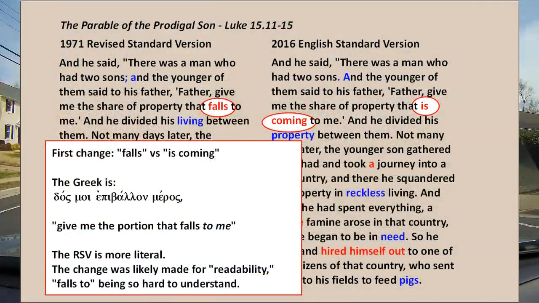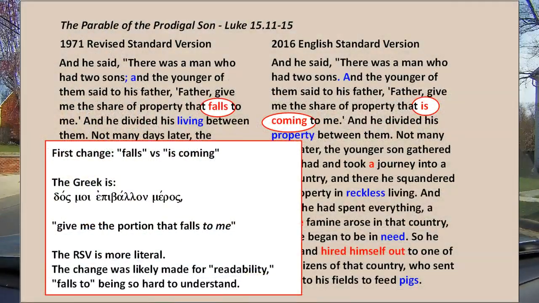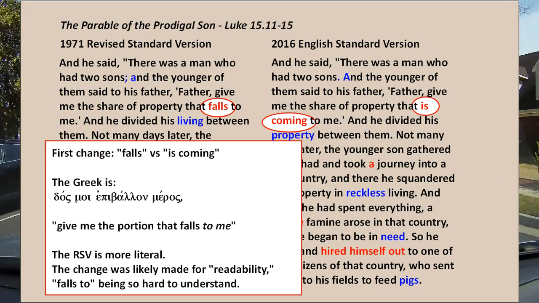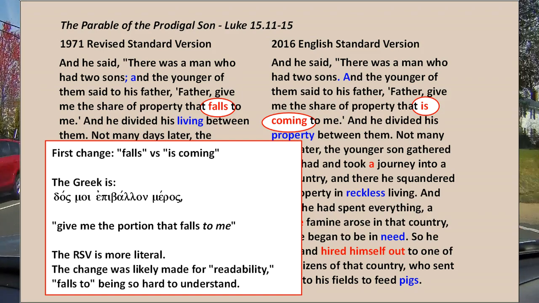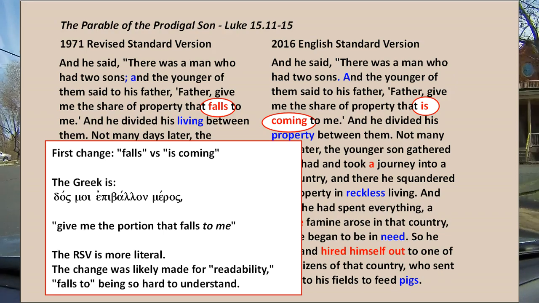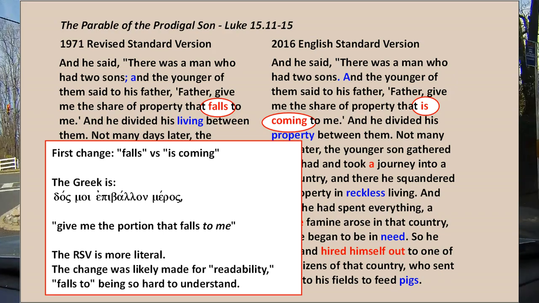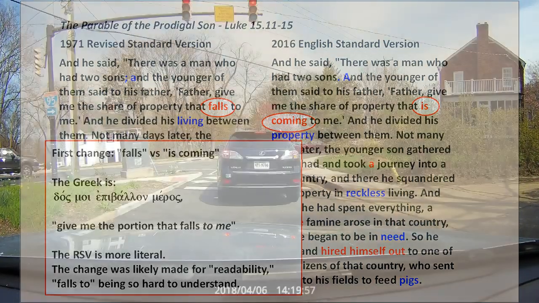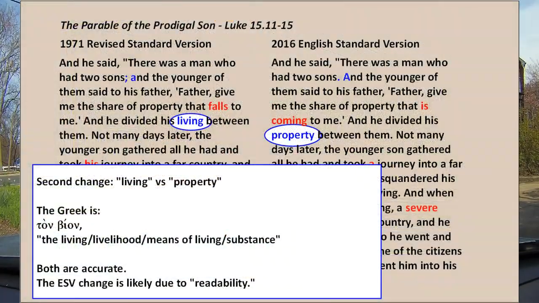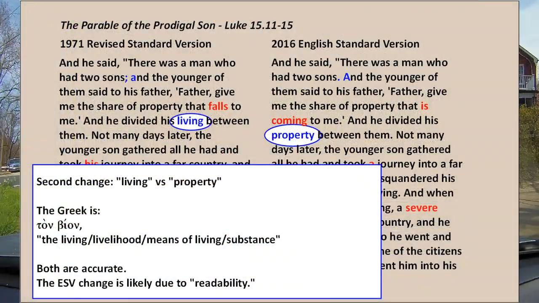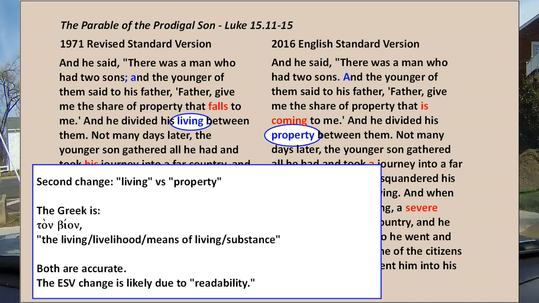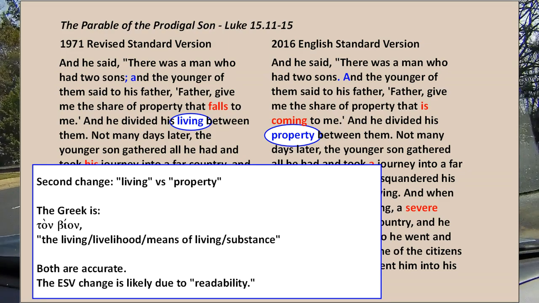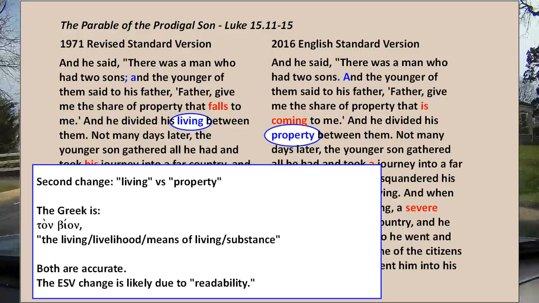The English Standard Version replaces the Revised Standard Version's falls to with is coming to. In my opinion, based on the Greek, the Revised Standard Version is more literal here. The change is coming to was probably made for readability again. It's that NIV envy issue. Falls to is perfectly decent English and used to be widely understood. Whether we use living or property here, I think, is indifferent. The Greek could be translated either way. Again, probably the ESV change was made in order to be more easily understood by the reading public.